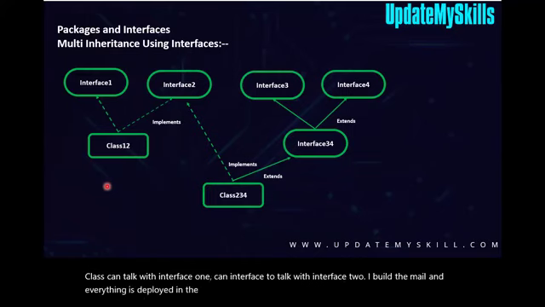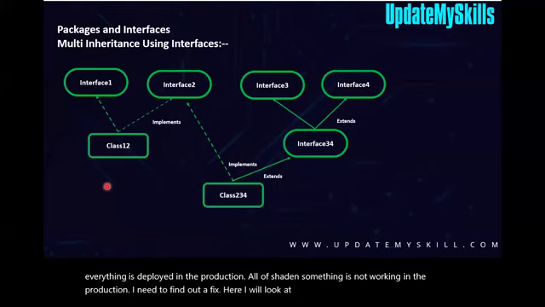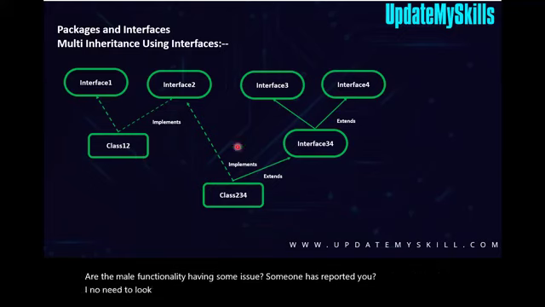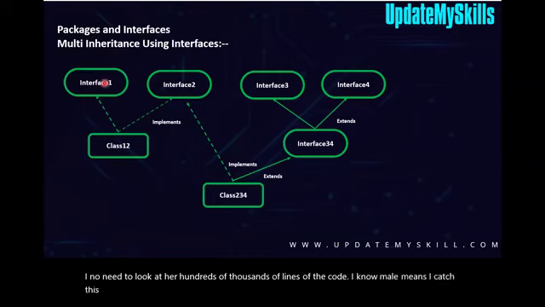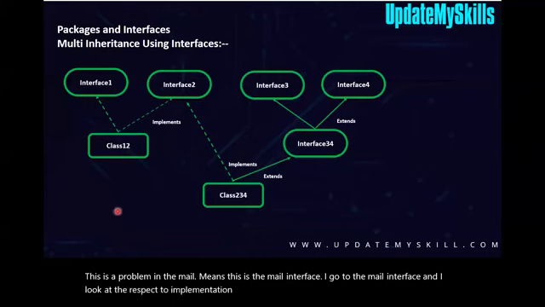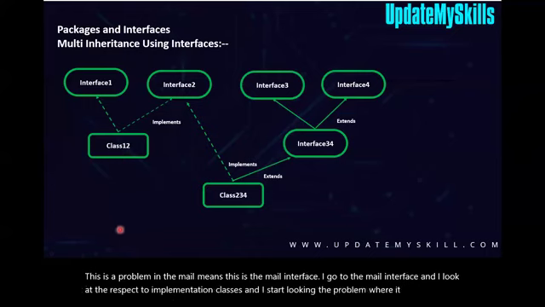All of a sudden, something is not working in production. I need to find a fix. I will look at what functionality is breaking. The mail functionality has some issue, and someone has reported it. I don't need to look at hundreds of thousands of lines of code. I know mail means this interface. The problem is in the mail, so it's the mail interface. I go to the mail interface, look at the respective implementation classes, and start looking for where the problem is. I try to fix it.